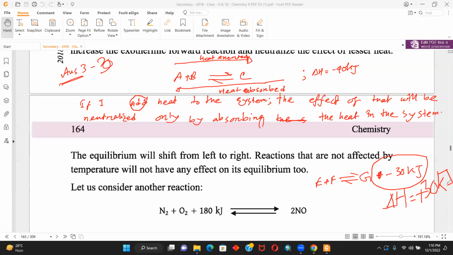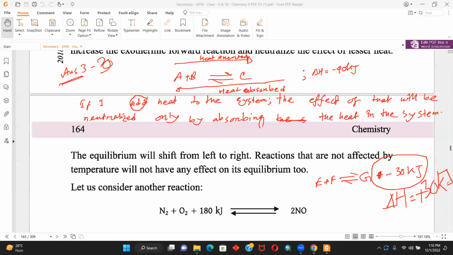So now what did I say? I want to absorb the heat in the equilibrium state. So to neutralize its effect, what will happen? Tell me. Is the question clear? I want to absorb the heat in the equilibrium state. So what will happen for the reaction's direction?